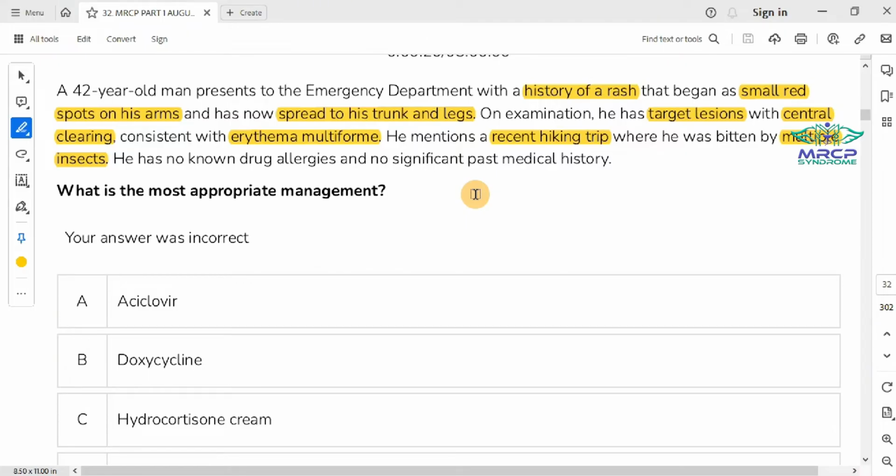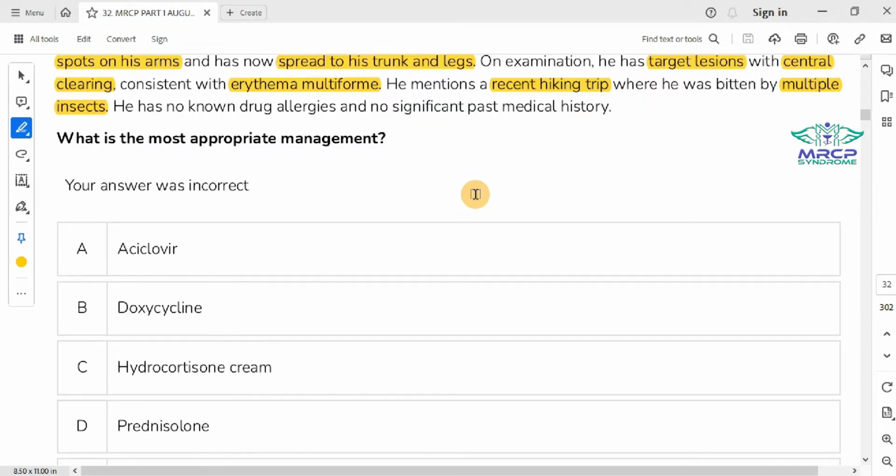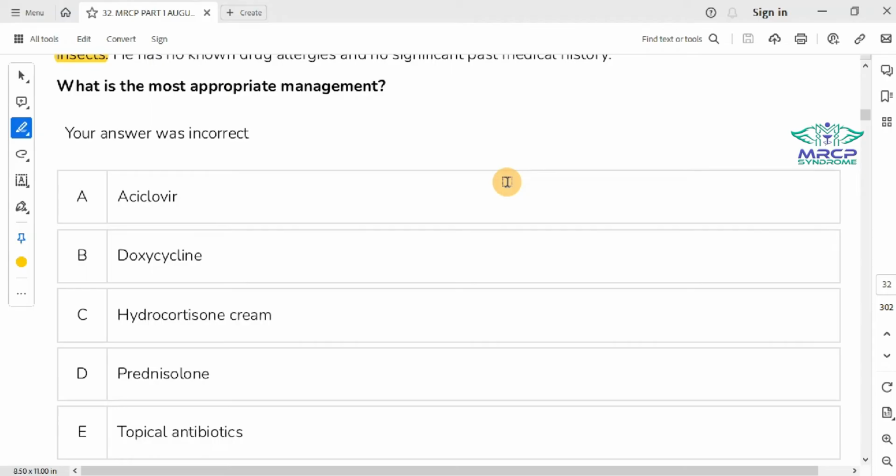A 42-year-old man presents to the emergency department with a history of a rash that began as small red spots on his arms and has now spread to his trunk and legs. On examination, he has target lesions with central clearing, consistent with erythema multiforme. He mentions a recent hiking trip where he was bitten by multiple insects. He has no known drug allergies and no significant past medical history. What is the most appropriate management? Acyclovir, doxycycline, hydrocortisone cream, prednisolone, or topical antibiotics?